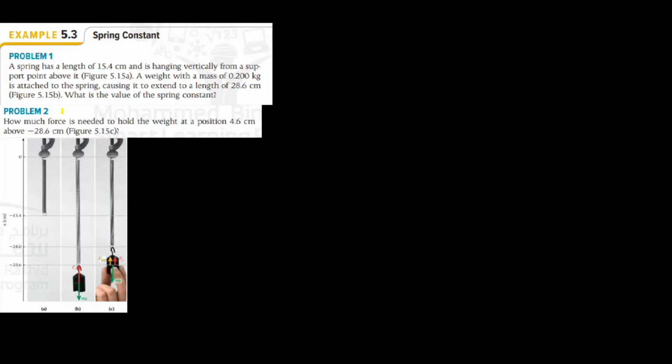In this video, we are going to discuss example 5.3. The problem says a spring has a length of 15.4 centimeter and is hanging vertically from a support point above it as shown in the figure. A weight of mass 0.200 kilogram is attached to the spring, causing it to extend to a length of 28.6 centimeter.